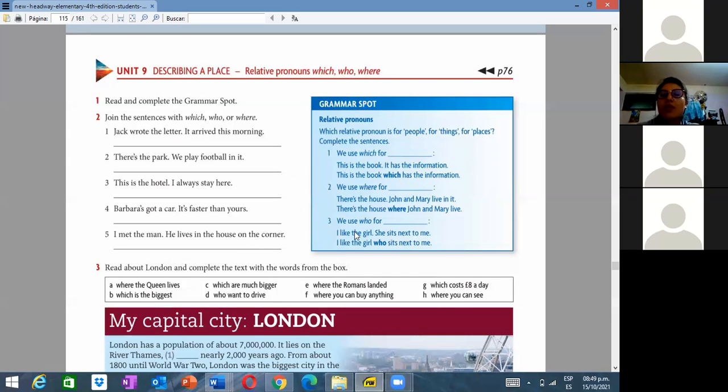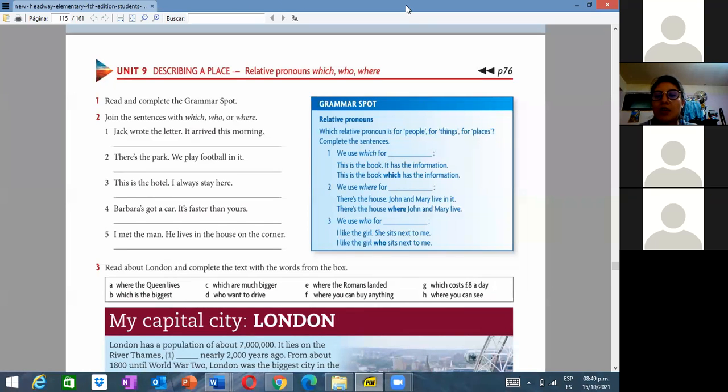Let's have a look at the first grammar part, please. Look at this box. Relative pronouns. Which relative pronoun is for people? Okay, for people, we have to use who, okay? Which relative pronoun is for things? If we are talking about things, we have to use relative pronoun which. And now, which relative pronoun is for places? We have to use where. Here we have some examples. Complete these sentences. Now, number one, you have to tell me now the answers, class.